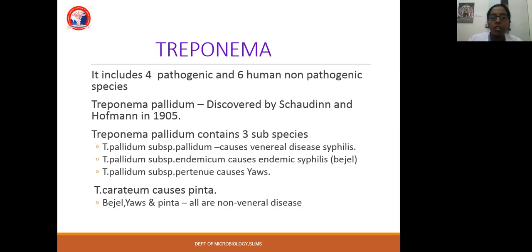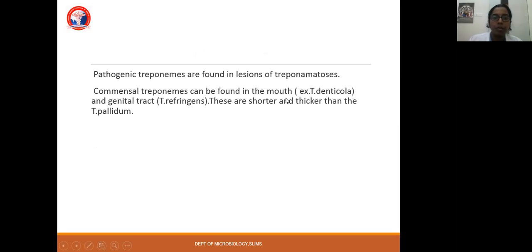Treponema carateum causes pinta. These are the non-venereal diseases. These pathogenic treponemes are found in the lesions of treponematosis. Some of them can be commensals, found in the mouth and in the genital tract. They are shorter and thicker than Treponema pallidum.